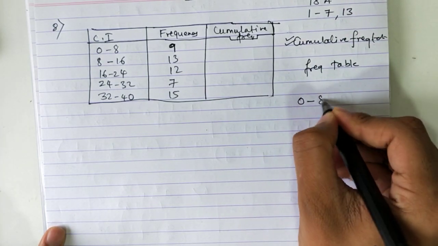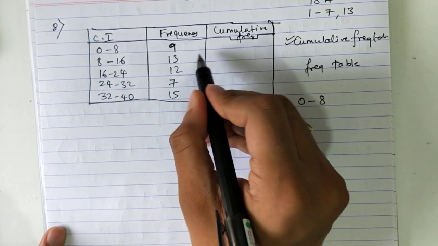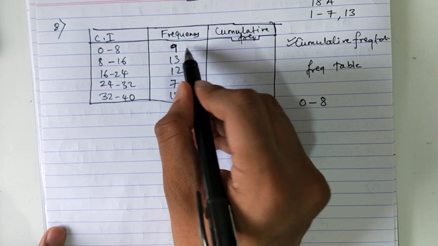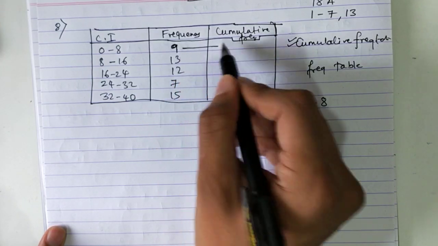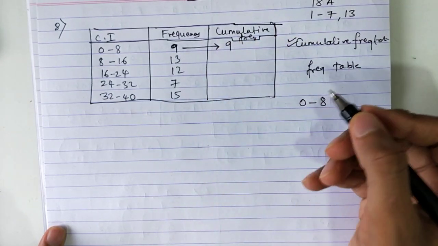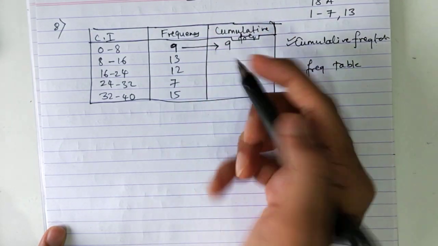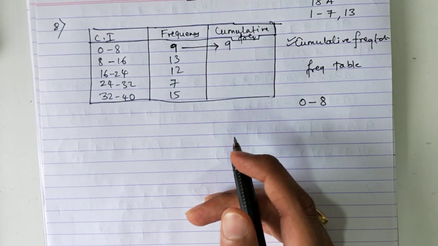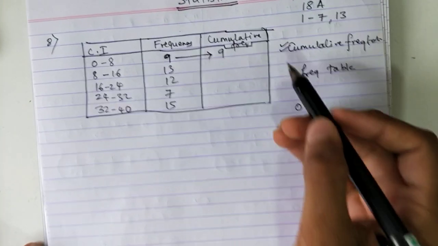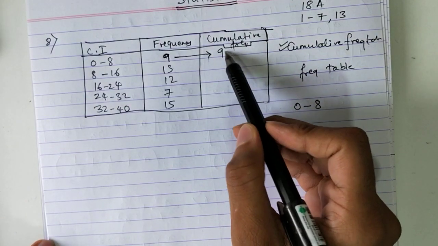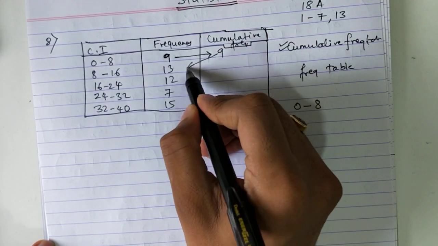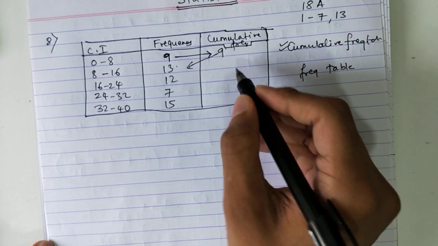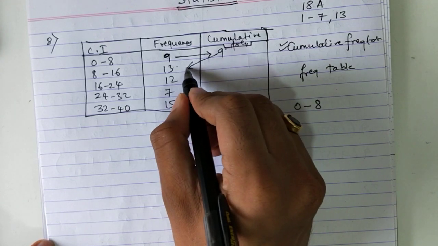First of all I'll explain how to find cumulative, and then we will discuss more on that. Always the first value, copy it as it is: 9. So first value from the frequency, copy it as it is. Then add this value with the next value. 9 plus 13 will give me 22, and write the answer here.